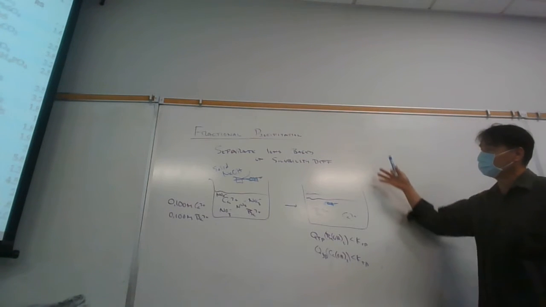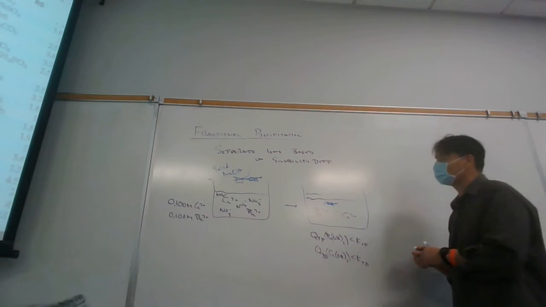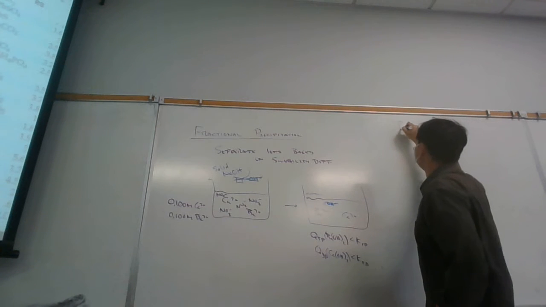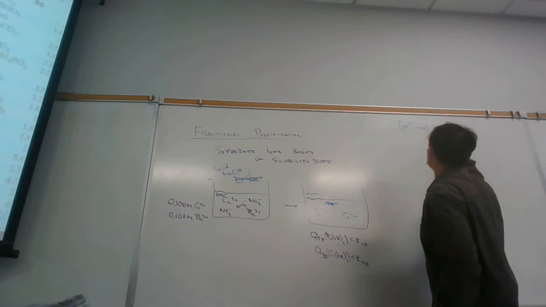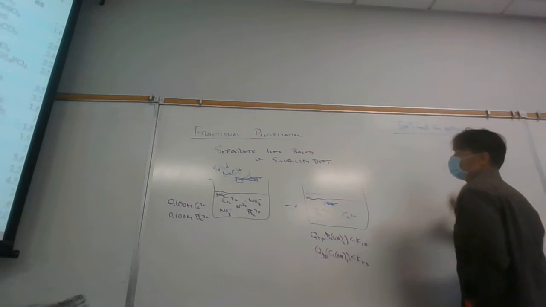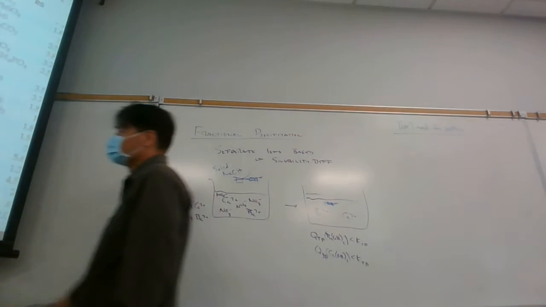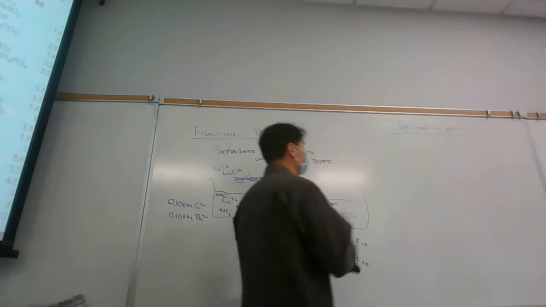So the calculation that we do when we have fractional precipitation is this. We calculate the amount of hydroxide required to precipitate out both. And so the hydroxide concentration required for precipitation, it looks like calcium hydroxide is going to be smaller, it's less soluble, so let's go ahead and calculate that one first.